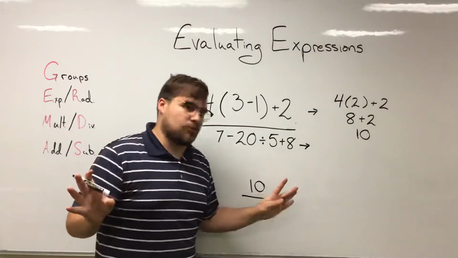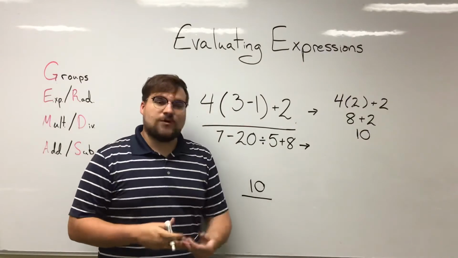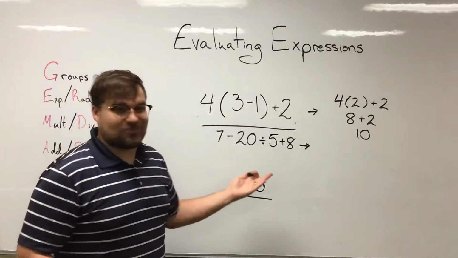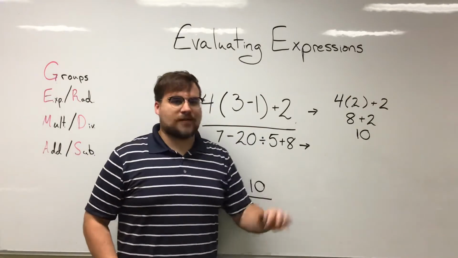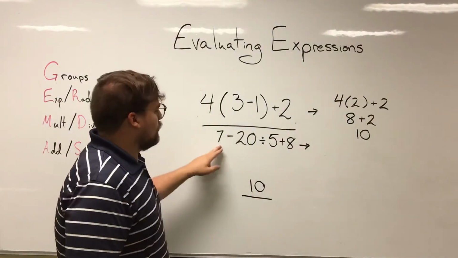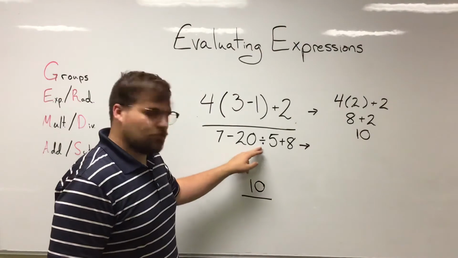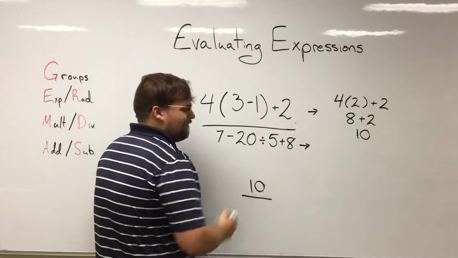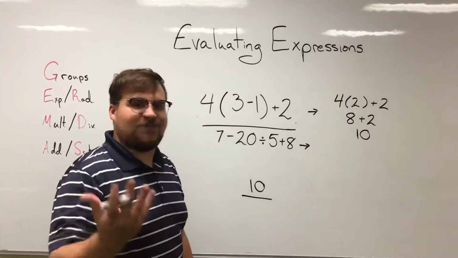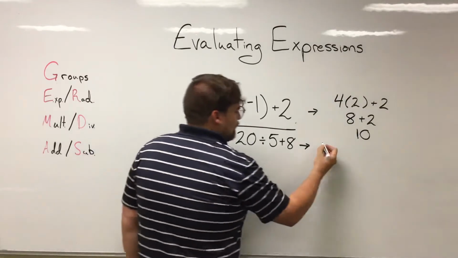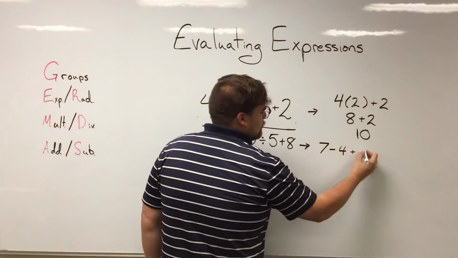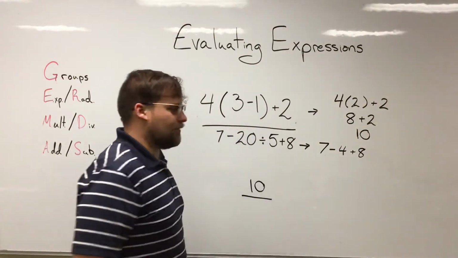So order of operations tells us to look for groups. We don't have any, no parentheses here. Then we want to look for exponents or radicals. I still don't see any of those. So now we're at multiplication and division. Moving left to right, I first run into some division right here. 20 divided by 5, well, that's going to give me 4. So I'm going to simplify this: 7 minus 4 plus 8.